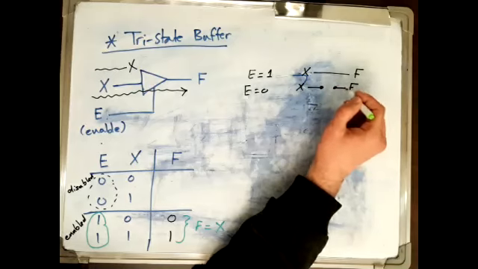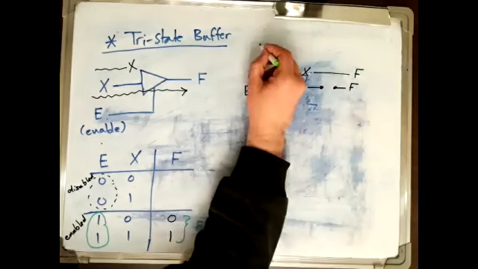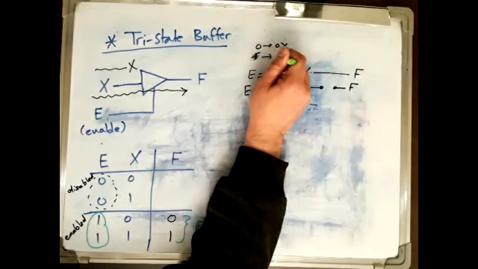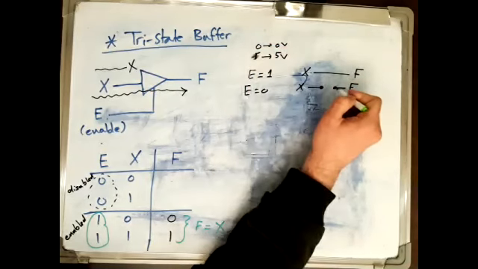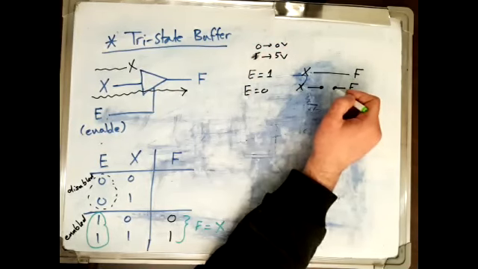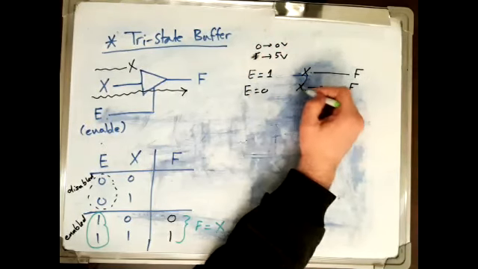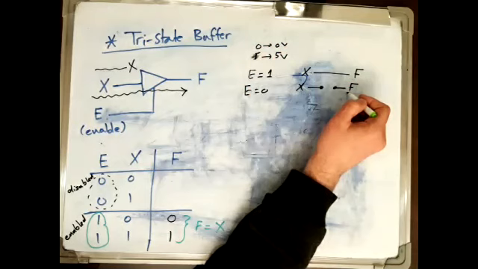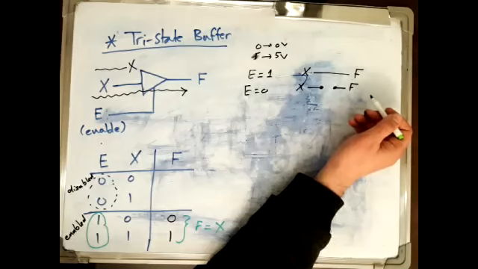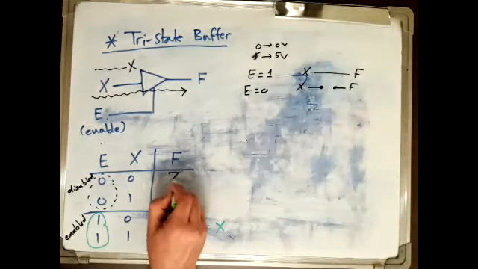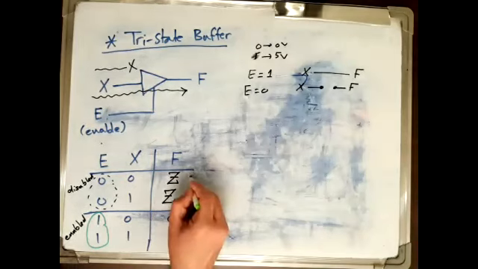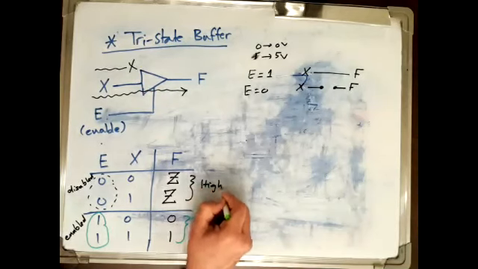If we are talking about voltage, for example, if logic 0 is 0 volt and logic 1 is 5 volt, we can't say that F is 0 when it's not connected to X. We can't say F is 5 volt either. What is the voltage of F? What is the logic value of F? Basically, it's not defined. And how do we express this? We say Z, capital zeta, which means high resistance.